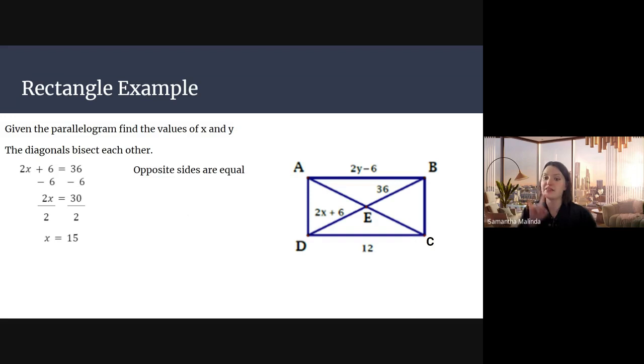Then we have the opposite sides, AB and DC. They are equal because they are opposite sides. That is a property. So we can do 2y minus 6 equals 12. Add 6, divide by 2, and you get y equals 9. So we actually used two different properties in this one.